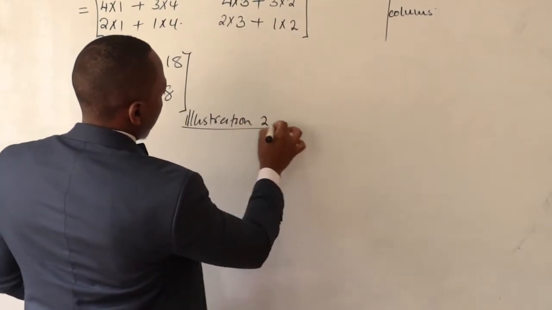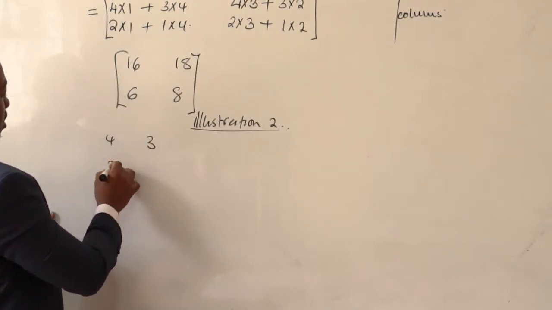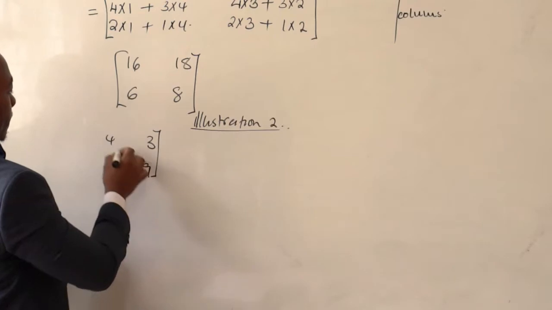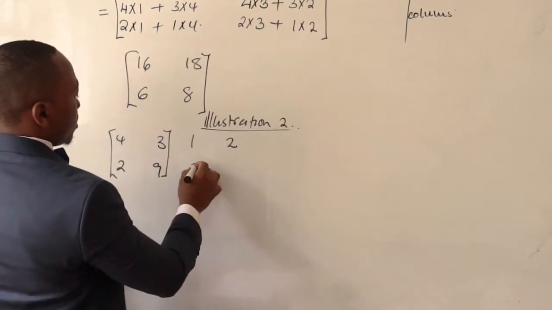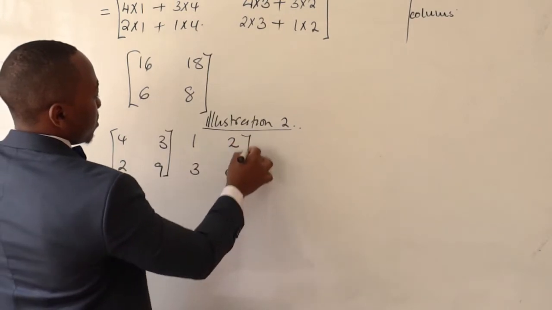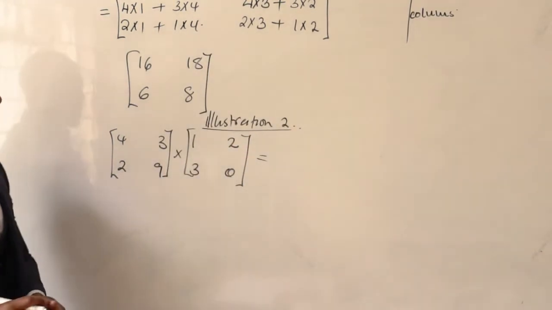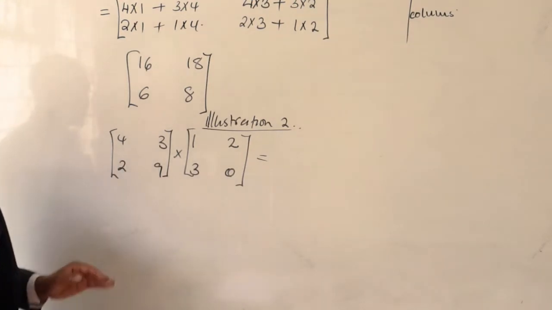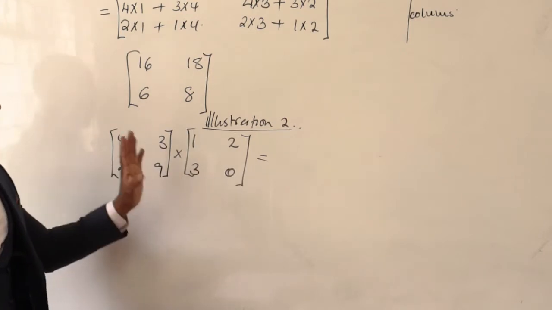Illustration 2. Assume now you are given 4, 3, 2, 9 and 1, 2, 3, 0, and you have to multiply. So assuming you have that, you start with first row, first column. This is what you do.